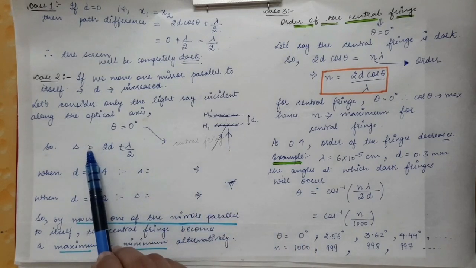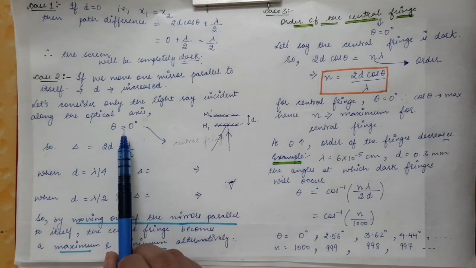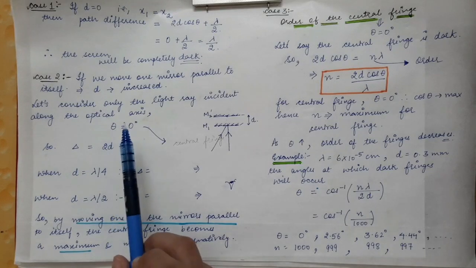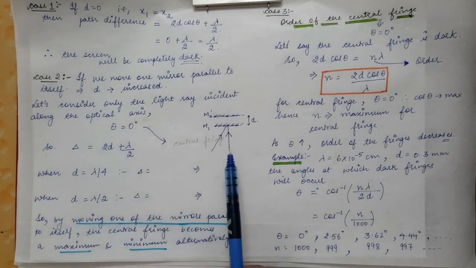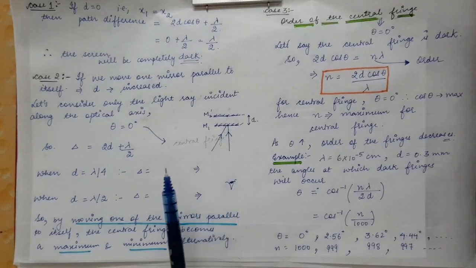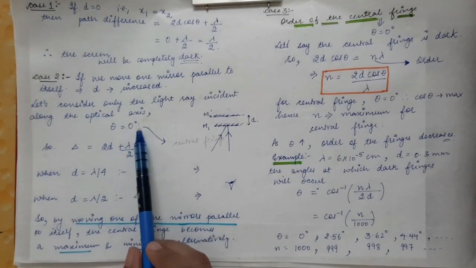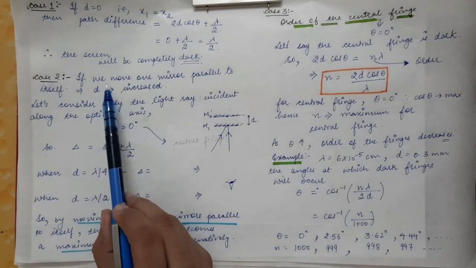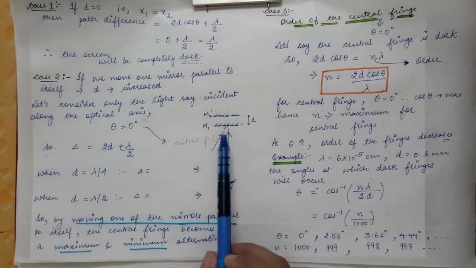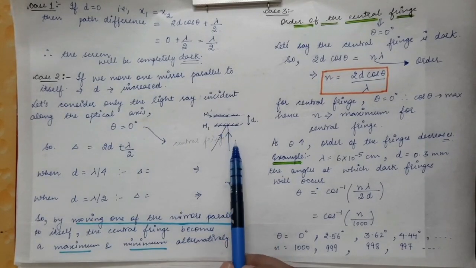Here we are just considering the central fringe, and the central fringe is observed for the case of angle of incidence equal to 0 degree. That is, they are falling perpendicular to the plane of the mirror. So theta is equal to 0 degree in that case, and we are moving one mirror parallel to itself. So the M1 mirror will be moved parallel to itself.